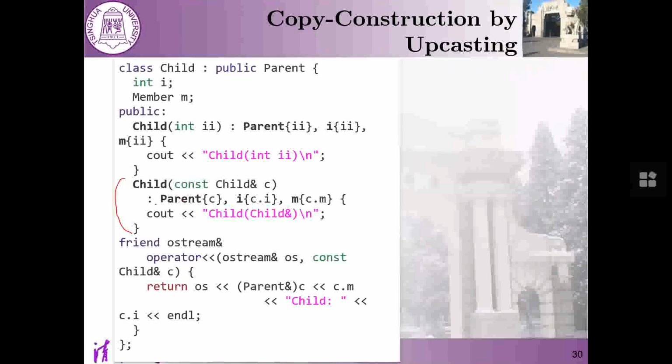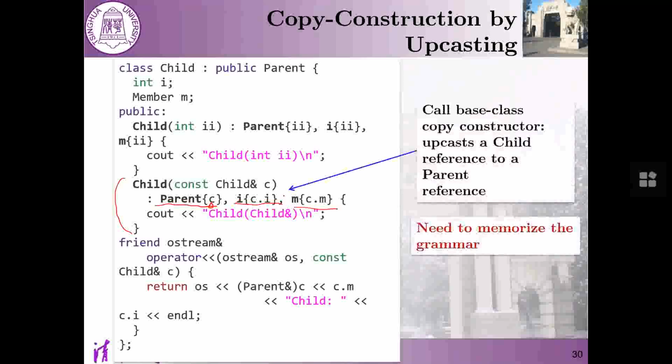So we can see here, we construct the parent by C, right? However, we know that this parent constructor takes a parent reference, right? So here is an upcasting. We are doing upcasting from C to a parent reference. So upcasting is used here to define the copy constructor. Then we can assign I and member similarly.